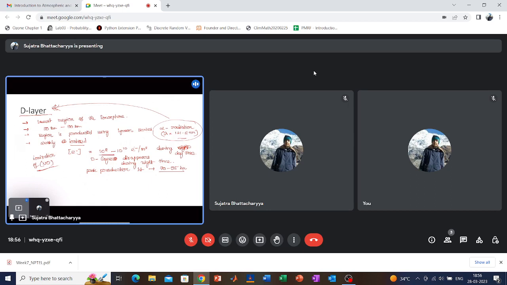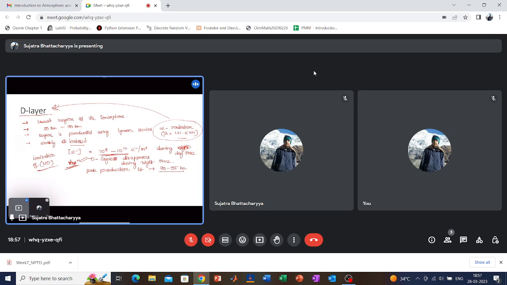Why is this low? Because the energy in the layers above is mostly absorbed. A small amount of energy comes, as a result of which fewer ions are produced. During the daytime this is the concentration of the electrons, but during the night time the D layer actually disappears, which is a very important fact. The peak production height is about 70 to 95 kilometers, but for one particular height it should be 90 kilometers. Mostly ionization of nitrogen oxide, NO, takes place in the D layer.